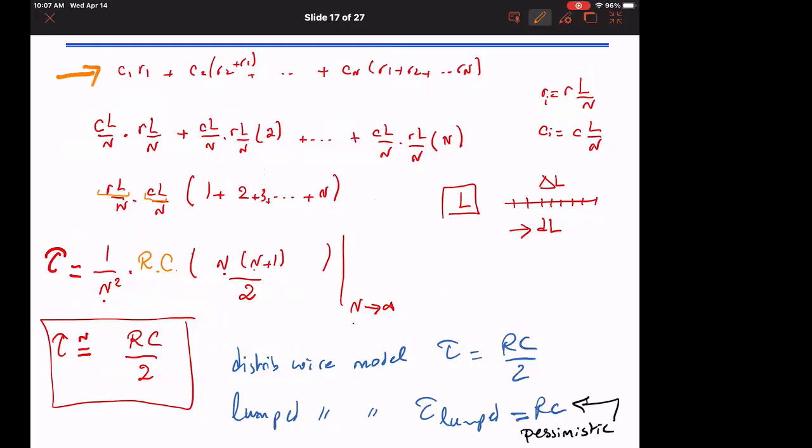So this summation here counts as RC over 2, and this is referred to as the distributed wire model, compared to the lumped wire model, which is only RC. The lumped model is pessimistic. Great. So a line is characterized by little r, which is the ohms per unit length, for example per micrometer, and little c, which is maybe farads per micrometer, and the big R is little r times L, and the big C is little c times L.